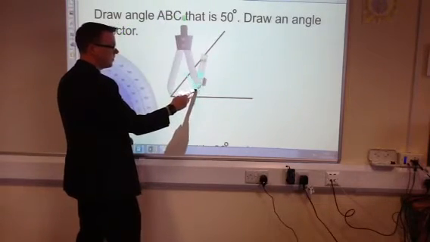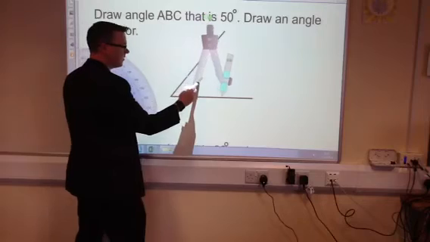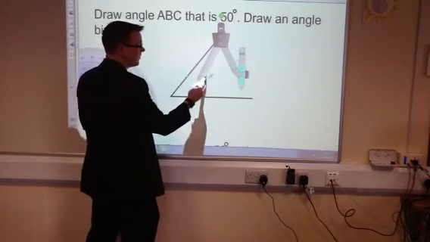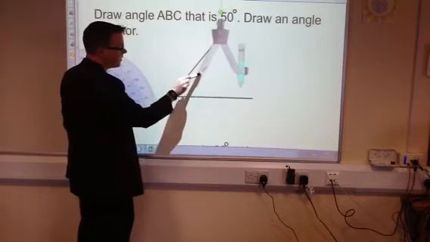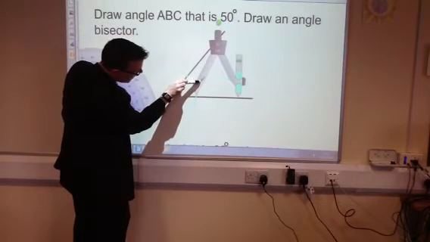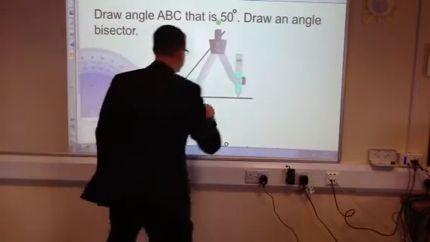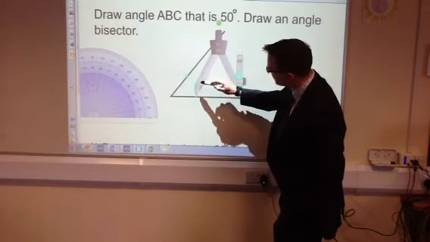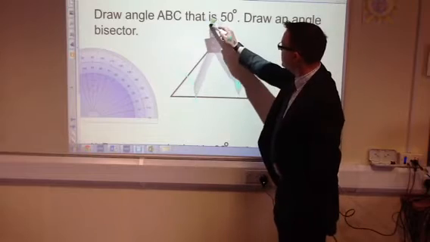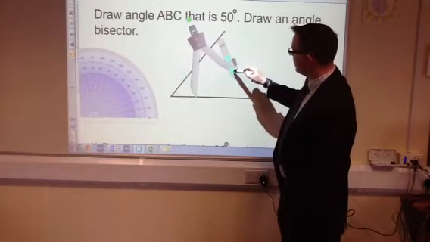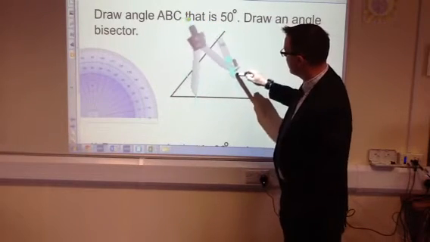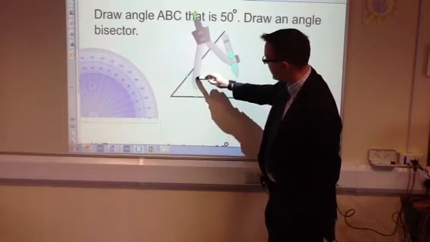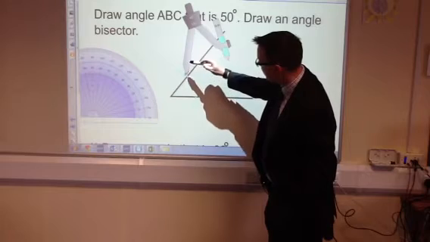Not too far away. At this point, I can actually change how wide I want my compass. It doesn't matter. But what I'm going to do is I'm going to put the point of my compass where that arc meets that line. So let's get that exact. Right there. Move my compass around so I'm drawing an arc in the middle of the angle and draw the arc. Once I've done it from one side, I have to keep the compass the same length now. I'm going to do it from the other.